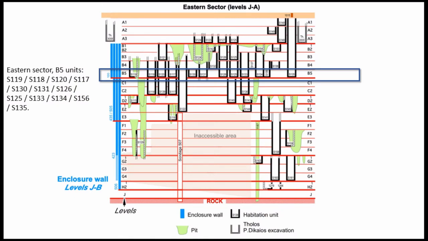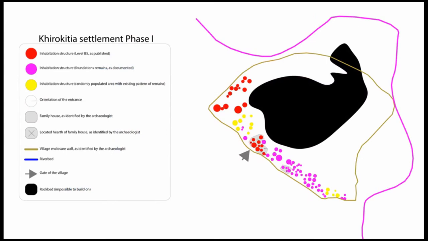For our studies and our models, we will only use this layer of the inhabitation units. You can see here their spatial location and configuration. I just want to mention that these gray areas that you can see here, like cells, are houses that have been identified by the archaeologists. The red circles are the inhabitation structures that have been identified at their specific height, that were coexistent at that specific period of time.